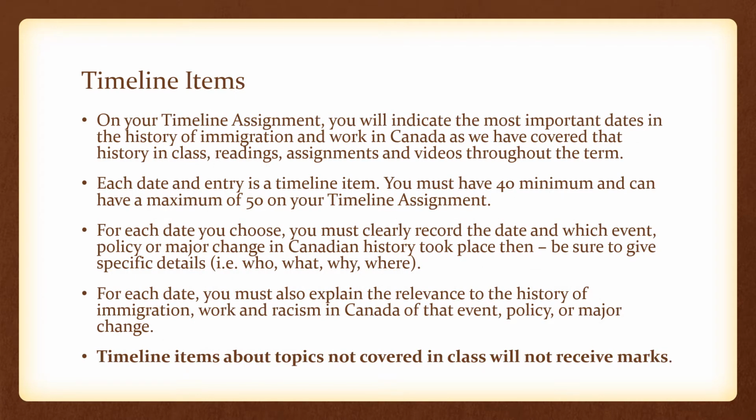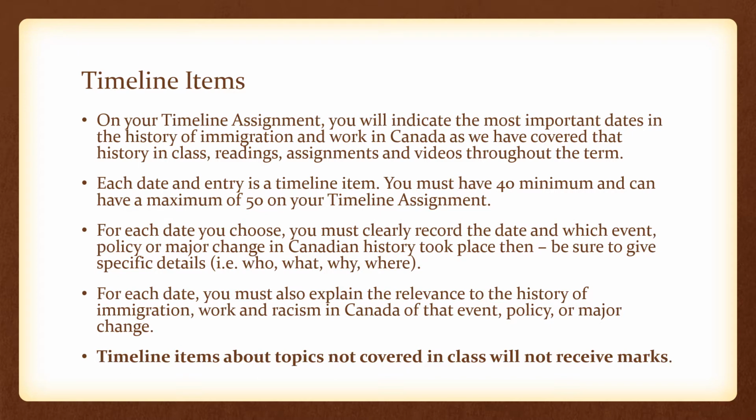So your timeline will be made up of timeline items. Each item will indicate an important date in the history of immigration and work in Canada, as we have covered that history in class, in the readings, in the assignments, and the videos throughout the term, right? So each date and entry is a timeline item. You have to have 40 items minimum, and you can have a maximum of 50. I suggest using 50 because I will just mark all of them. And if you use 50, you have room to have gotten 10 wrong, right? So I strongly suggest you use 50.